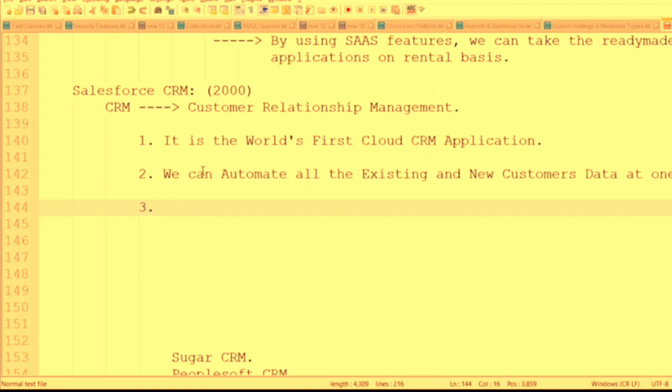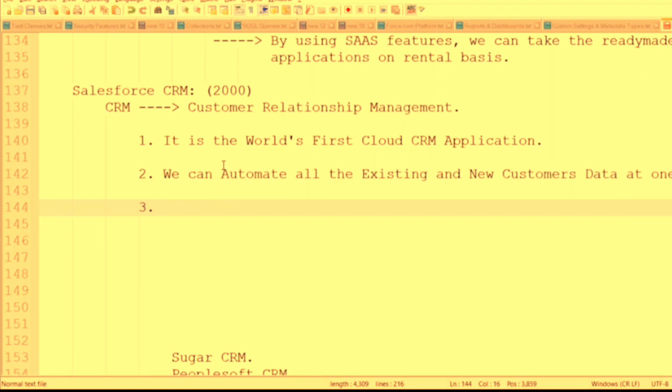It may be a small hotel or a restaurant or a supermarket, or it may be a very big MNC company. For every organization, these three departments are common: marketing to do the promotions, sales to sell the products, service to provide the services to the customers. These three are common here. So as part of this Salesforce CRM, these three functionalities are available inbuilt. By using this Salesforce CRM, we can automate all your sales processes, service processes, and marketing processes, everything at one place, by using the Salesforce CRM application.